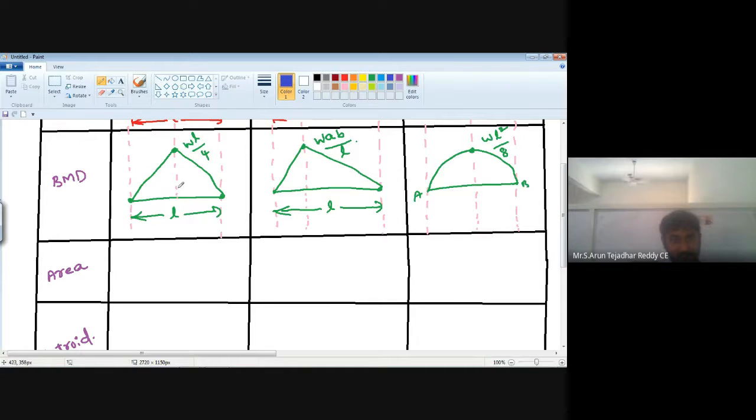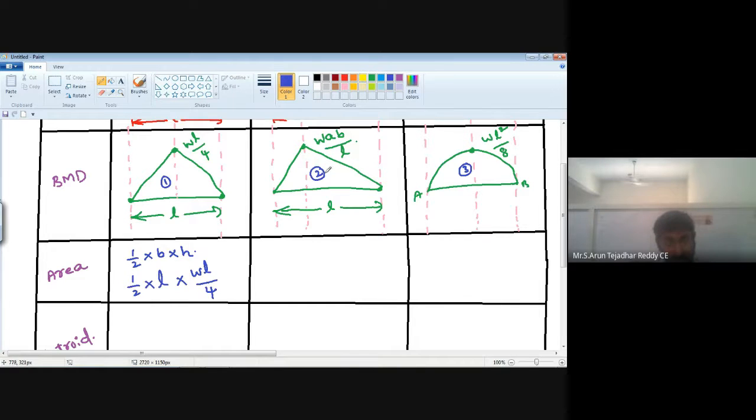See, the first diagram, the second diagram, the third diagram. Observe only the first diagram. The first diagram is a triangle shape. So, what about the area of a triangle here? Half into base into height. Here base is L meter, height is WL by 4. Now, coming to the second diagram.